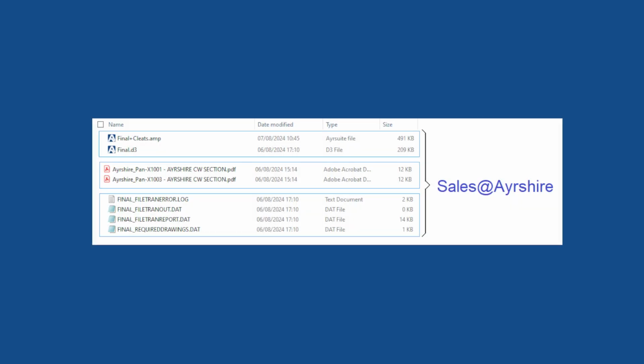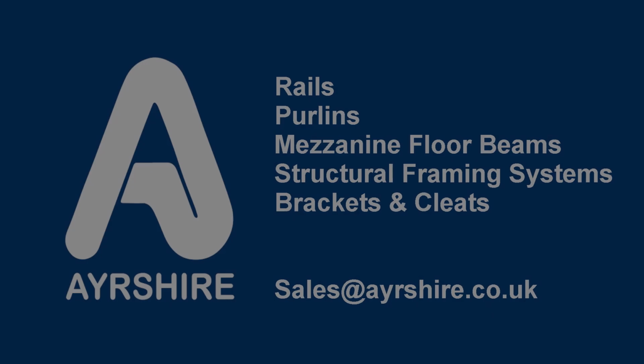Please send all of the file transfer output files to Ayrshire for quoting and steel supply. Essential files include the D3 or any other Ayrsuite file, along with PDF copies of any non-standard pieces. To cross-check the order, Ayrshire also reviews the FileTran error log, the FileTran report.dat listing, and the required drawings list. Please call or email sales@Ayrshire with any questions about ordering, or contact technical services for any other queries.